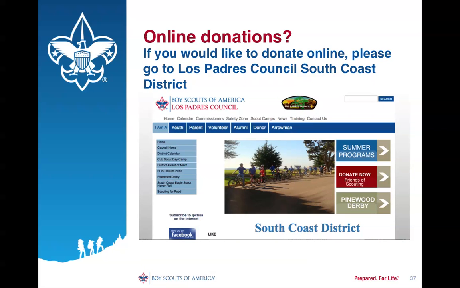If they do want to donate online, they can feel free to do that. The process to get to our online page is just, if you go to Google and type in Los Padres Council South Coast District, it will send you to this page. And then if you look on the right-hand toolbar here, you can just go to the Donate Now section. If you just click on Donate Now, Friends of Scouting, that will route you to the page where you can submit your donation. And that's it. That's all there is to it.